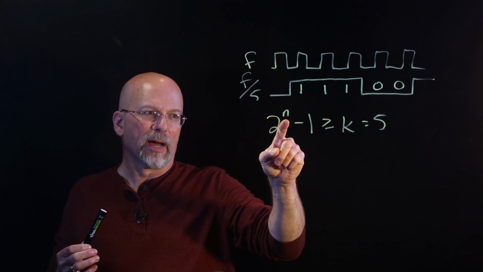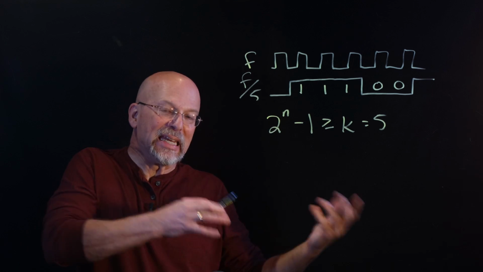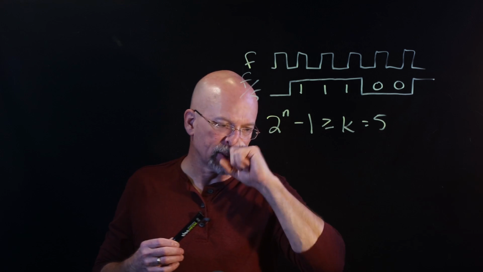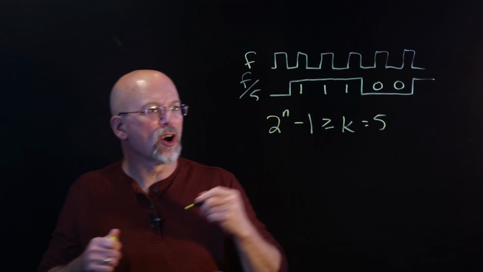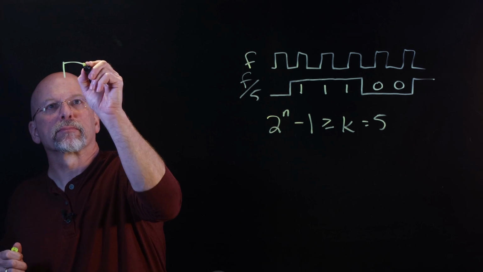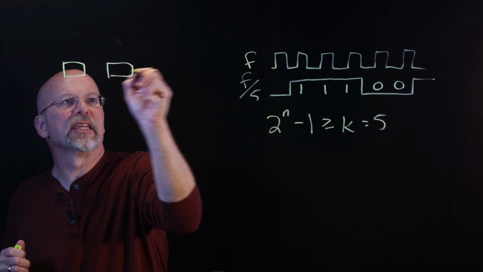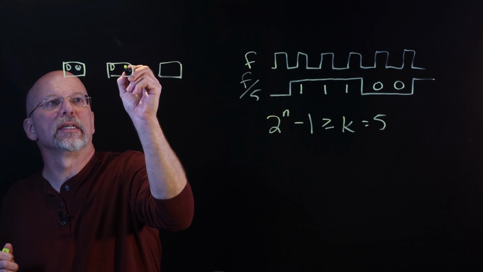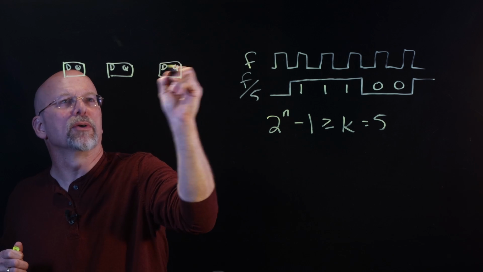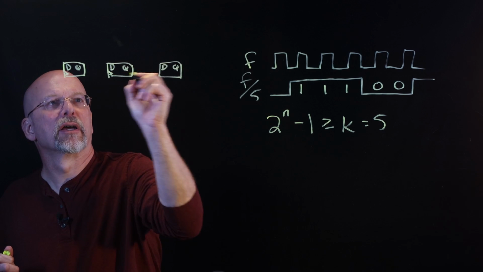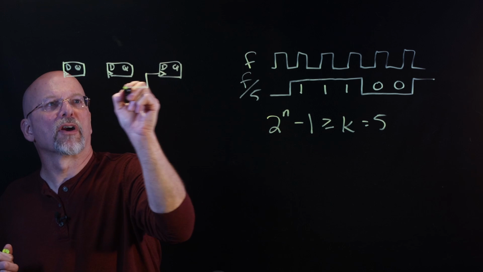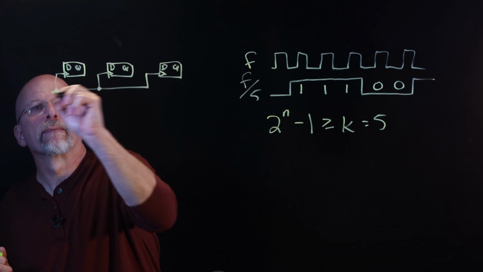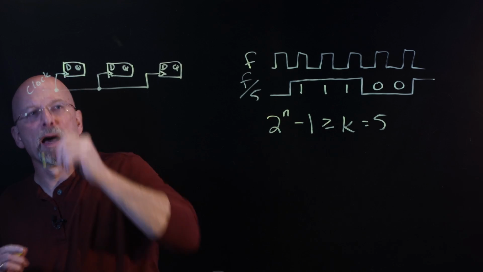In a later video, we might talk about why n may need to be even greater than the smallest value that will satisfy this expression. So we're going to start out with 3. And so I've got 3 of these D flip-flops. So we've got D, Q, D, Q, D, Q. We've got our clocks, right? And all of our clocks are connected together, being driven by a common clock.